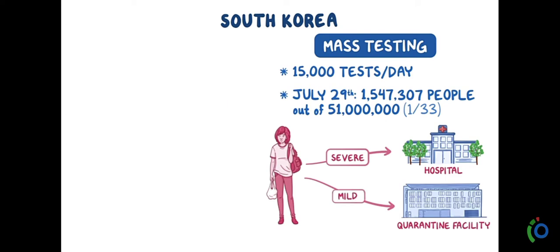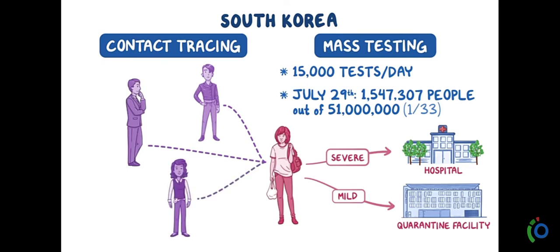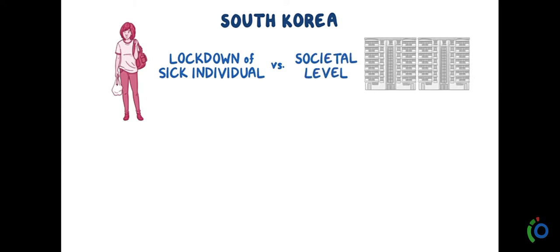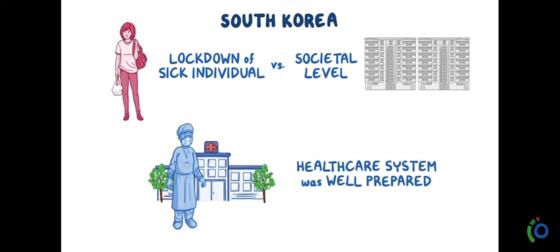At the same time, public health workers conducted contact tracing for every case to track down individuals that might have been exposed to the virus. Because South Korea had such a thorough understanding of who did and didn't have COVID-19 and where they had been, the lockdown was effectively done at the level of the sick individual, rather than at the societal level, like in China. Given the forewarning that South Korea had about the disease and the aggressive efforts around case identification, their healthcare system was well prepared for the patients, and had the resources to keep healthcare workers safe.